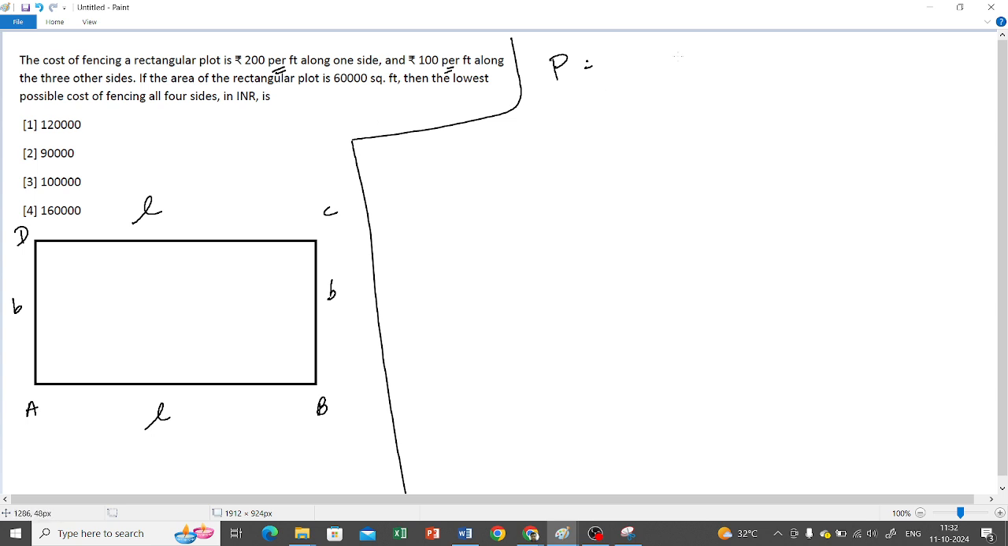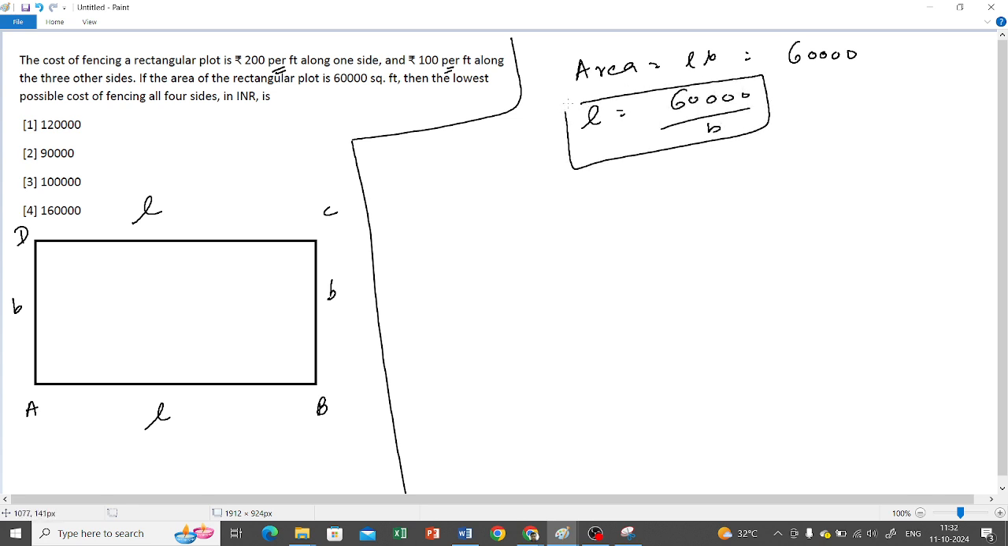The area of the rectangular plot is given. So what is the area? Area is length into breadth, that is equals to 60,000. Or length is equals to 60,000 by B. See, this is a sum based on maxima and minima.